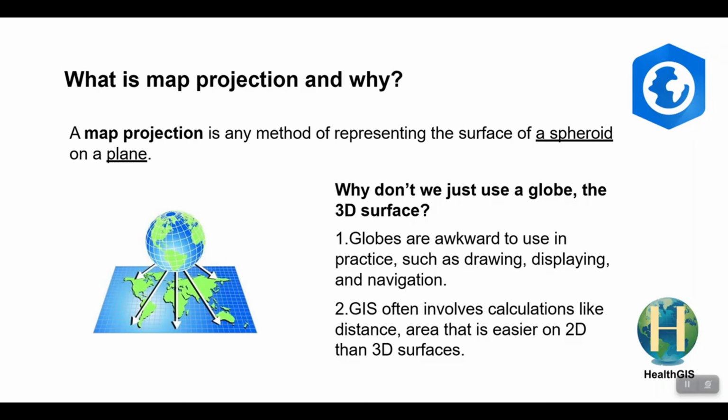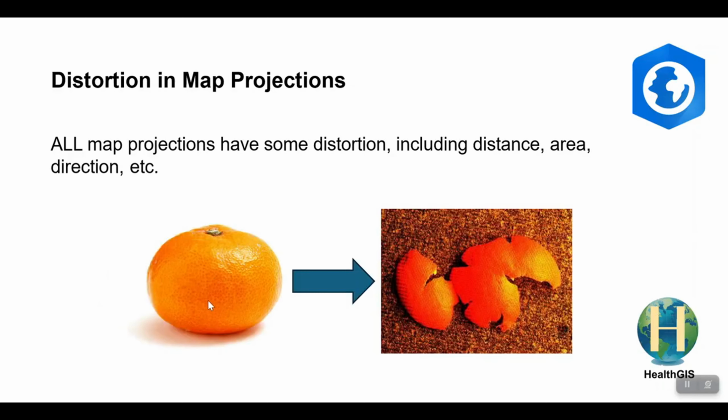And also for some GIS analysis, like spatial analysis and network analysis, you have to measure some distances and some areas, and in order to do that, we have to use a projected coordinate system, not a geographic coordinate system. So we need to project from 3D to 2D. However, when you go from 3D space to 2D space, or project, there are always distortions, okay? All map projections have some sort of distortion.